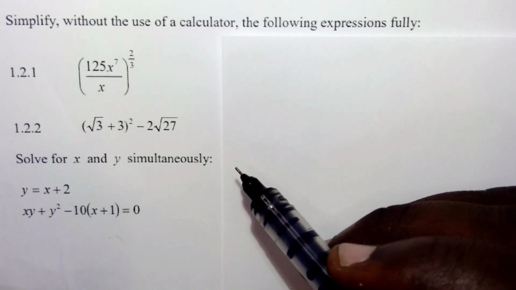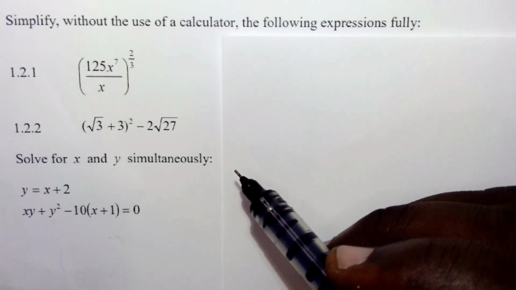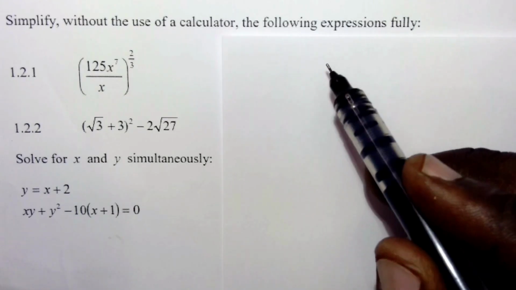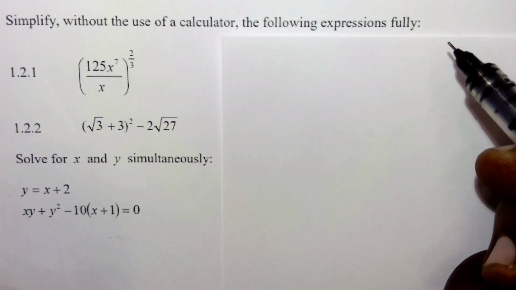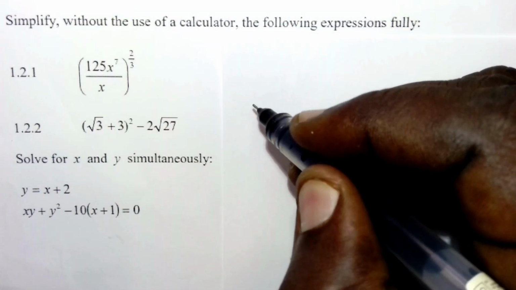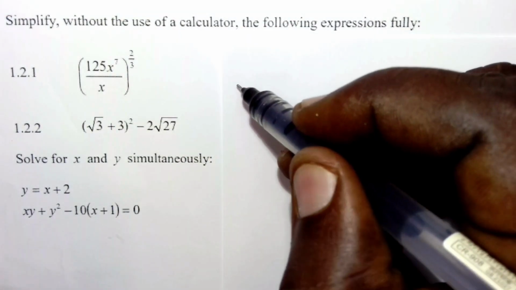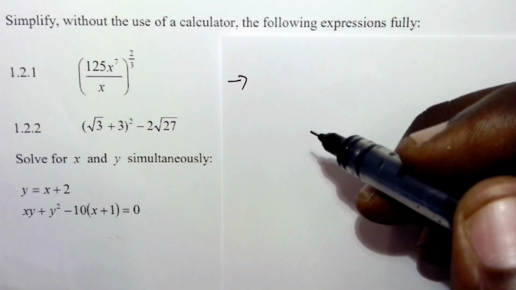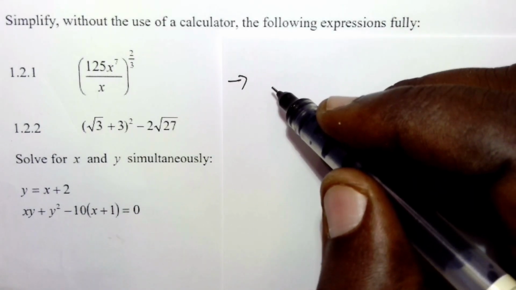So here they say simplify without the use of a calculator the following expressions fully. We are given this one, and this one. 1.2.1, you are given this. So what is the best approach here?